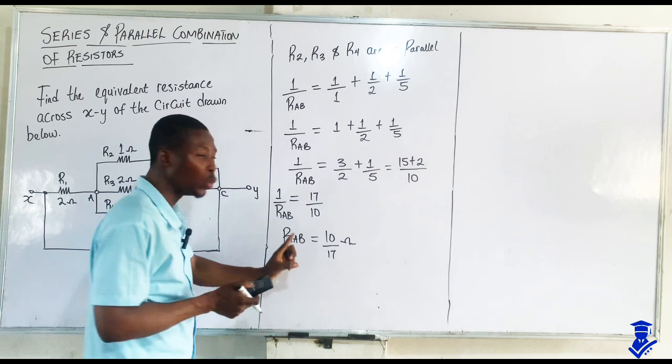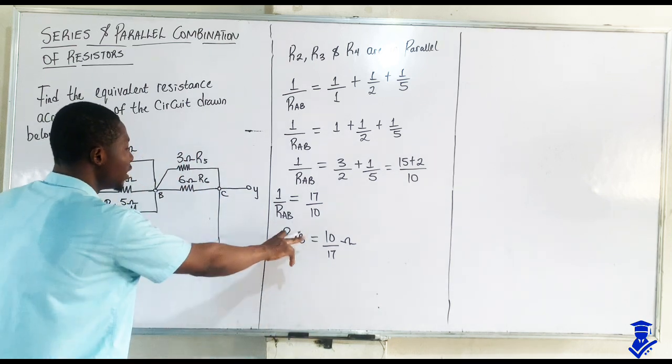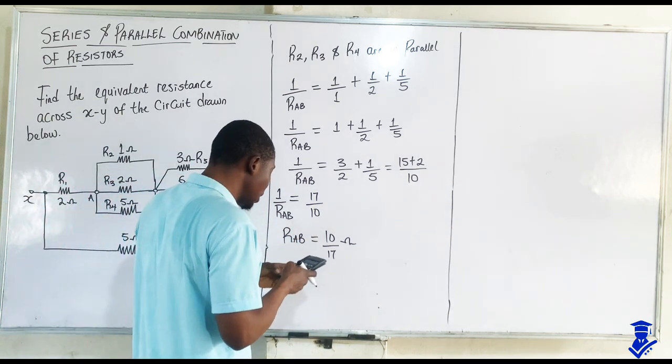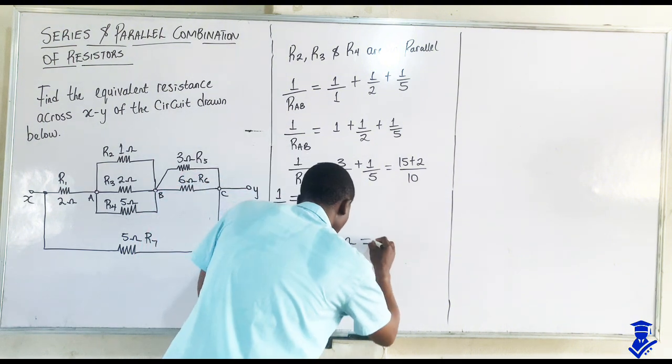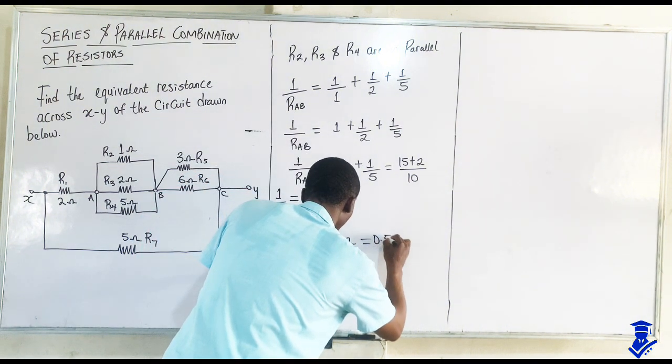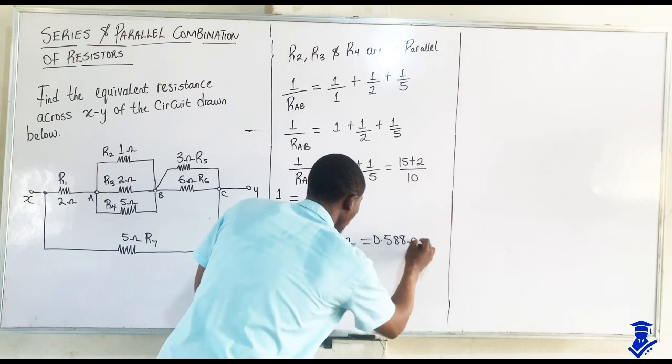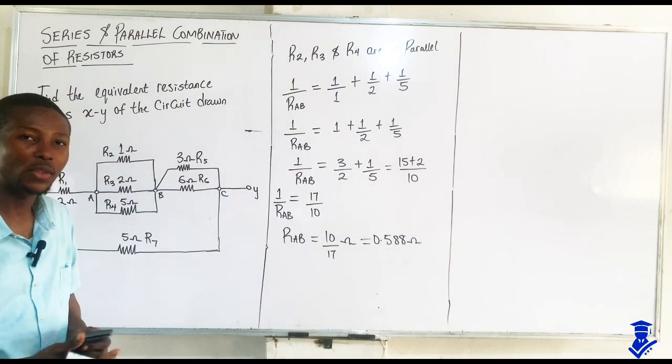But let's just work with this for now. Or let's put it in decimal. Anyone you choose to put it in does not matter. So this is still the same thing as 0.588 ohms.